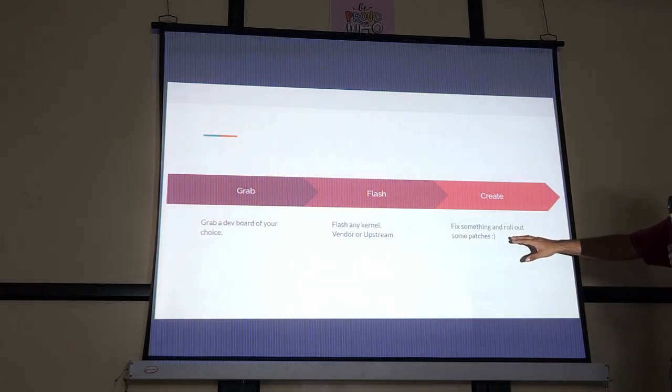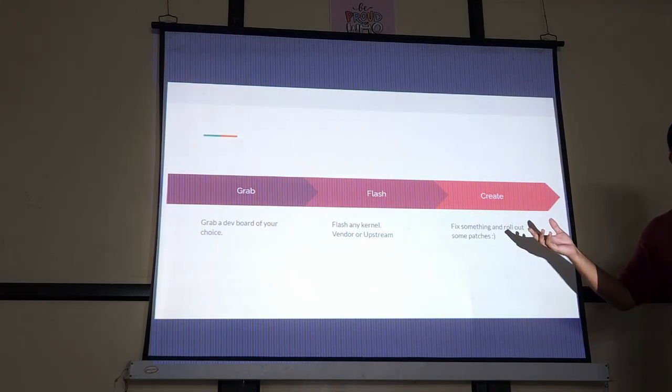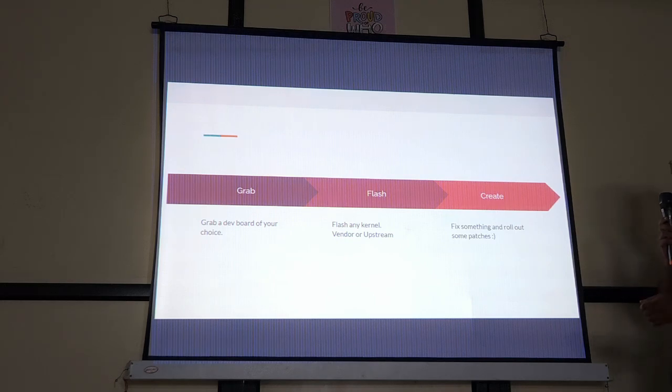Then you can create, fix something, put a patch, roll out a patch. Maybe I will see you on the mailing list someday. So yeah, this is a very simple flow.